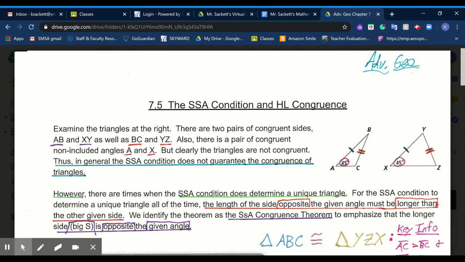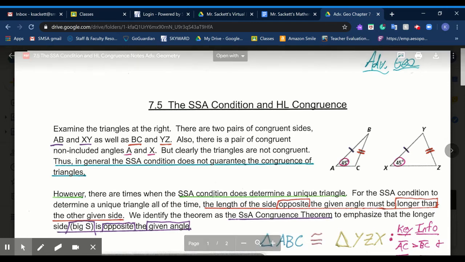Now, as it states, clearly those two triangles, however, are not congruent. So in general, simply having a side-side angle condition does not guarantee congruence of triangles. So that's important to keep in mind. We do not have a strict theorem known as the side-side angle theorem of congruence because of this side-side angle condition.